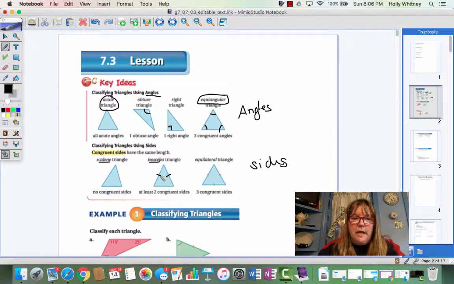We use little hash marks to say that things are congruent. So if it has one hash mark, it means that it's congruent with a side that also has a single hash mark. You'll see polygons that have two hash marks, which means that those two are congruent with each other, and sometimes even up to three, depending upon how many sides your polygon has. An equilateral triangle has three congruent sides. So all the sides are the same. And it turns out that if it's equiangular, it's equilateral, and if it's equilateral, then it is equiangular. These two go together.